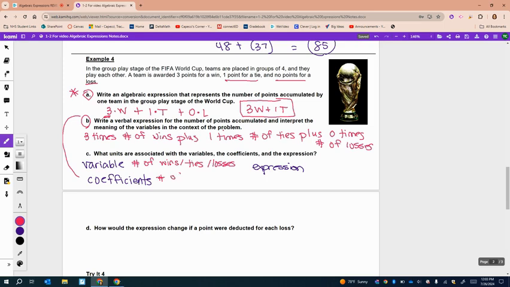So they are the number of points per game, right? The number of points per game. Obviously, number of points depends on whether you won, lost, or tie. The expression, the final thing, right? The final thing. This is my final expression simplified. That stands for the total points earned.